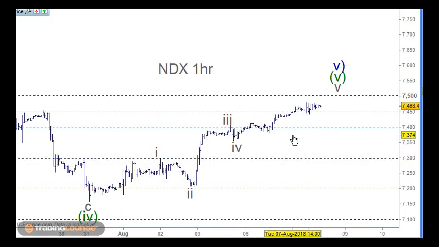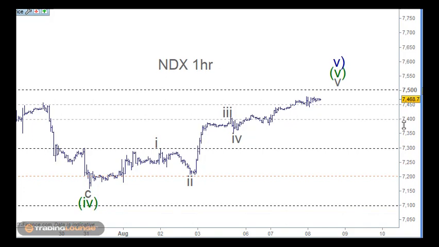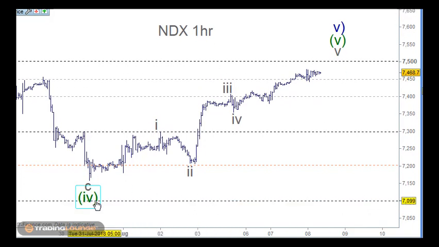Good. So just to recap here, I've got this as wave 4 here, and then 1, 2, 3, 4 and 5 here, or the other count that I've got, which I think is correct, is having wave 3 here, wave 4 here, and then wave 5 up here a little bit higher. But either way, if you're trading long, then the 7,500 is the target.